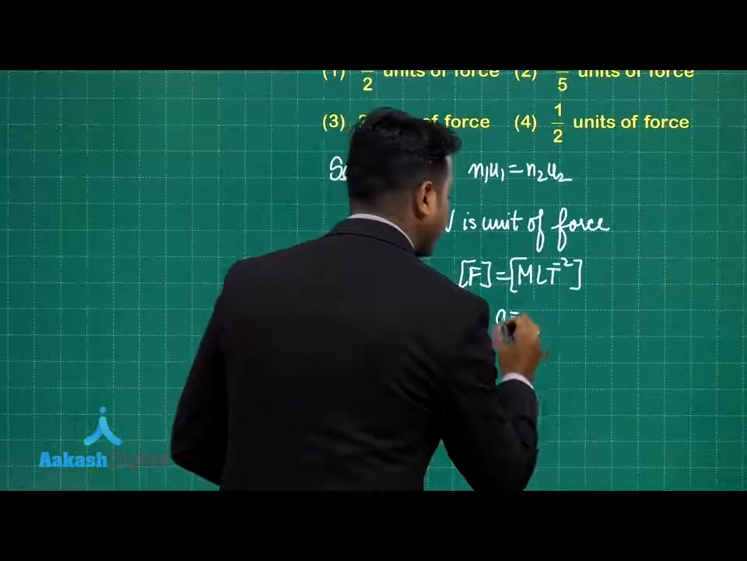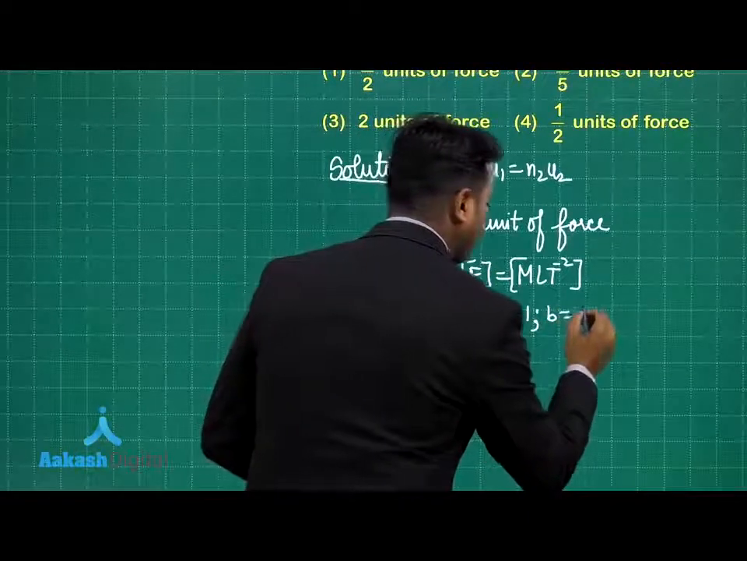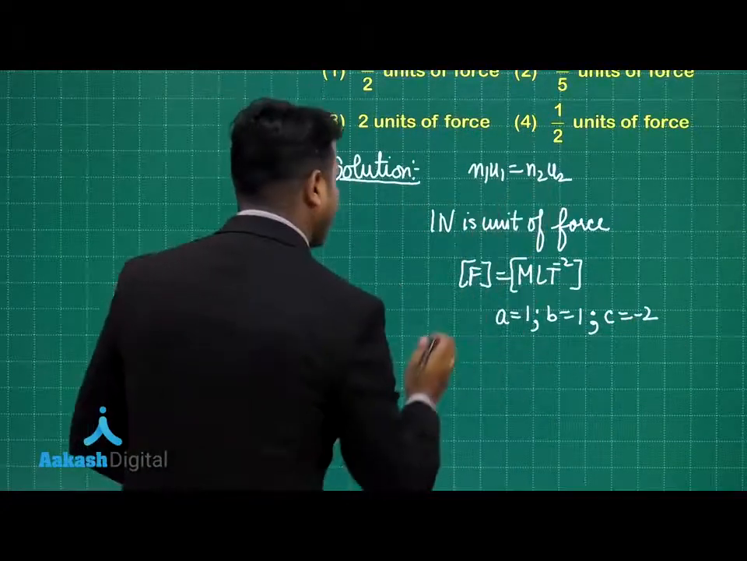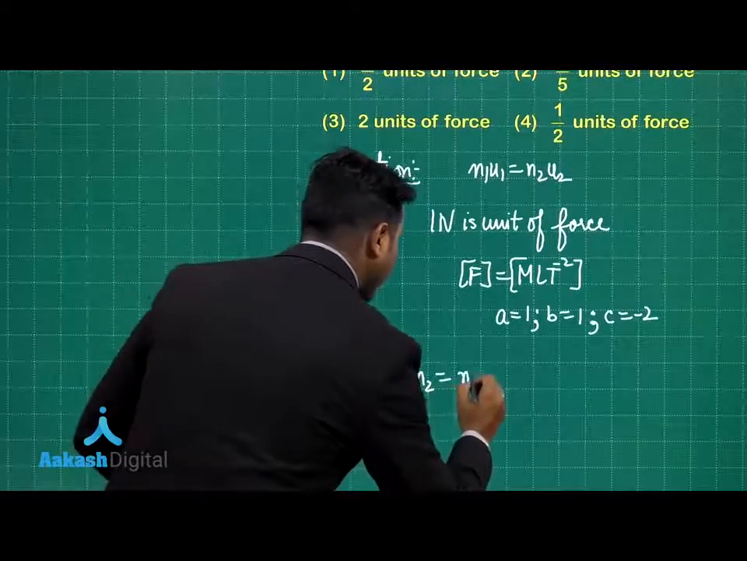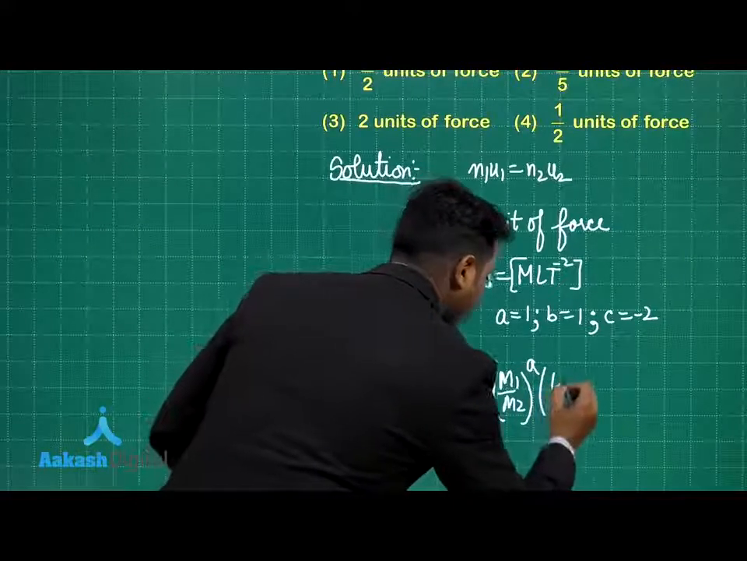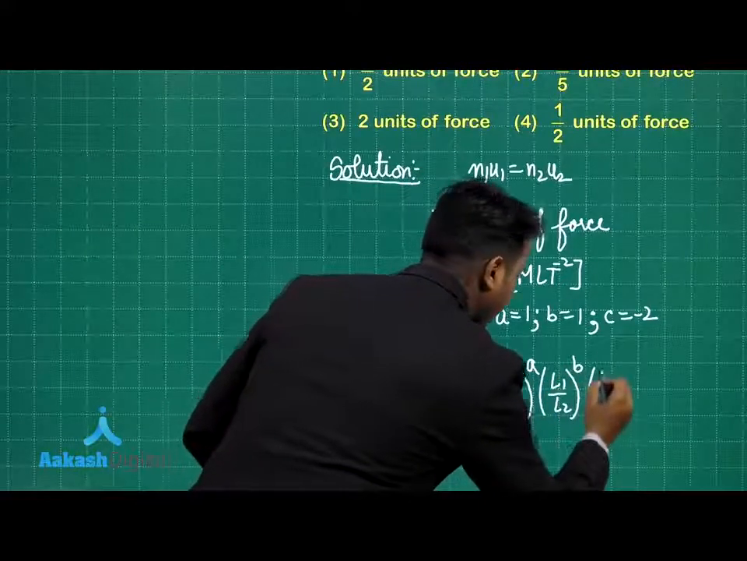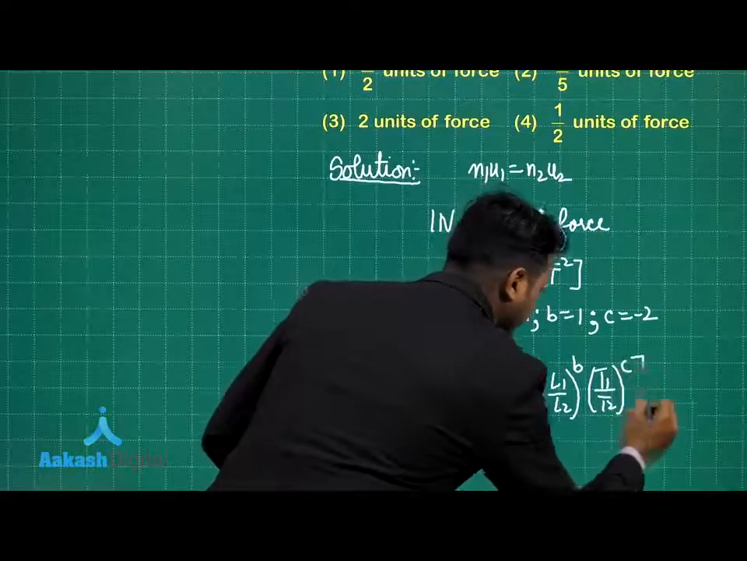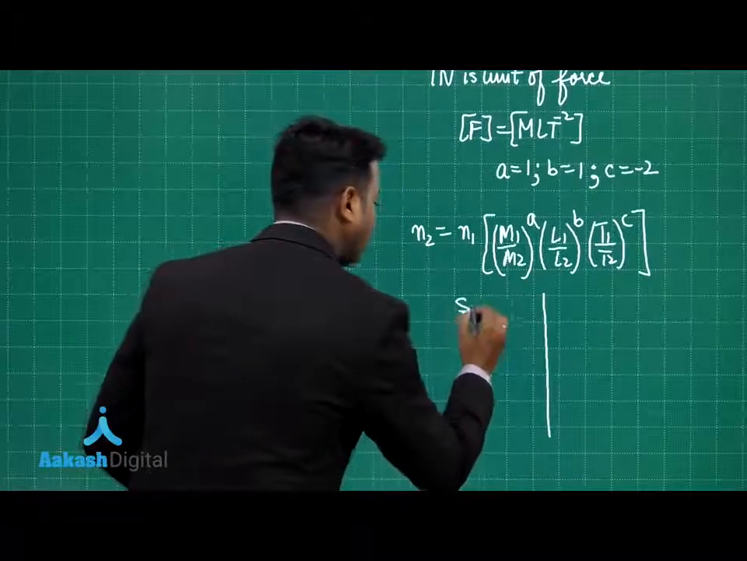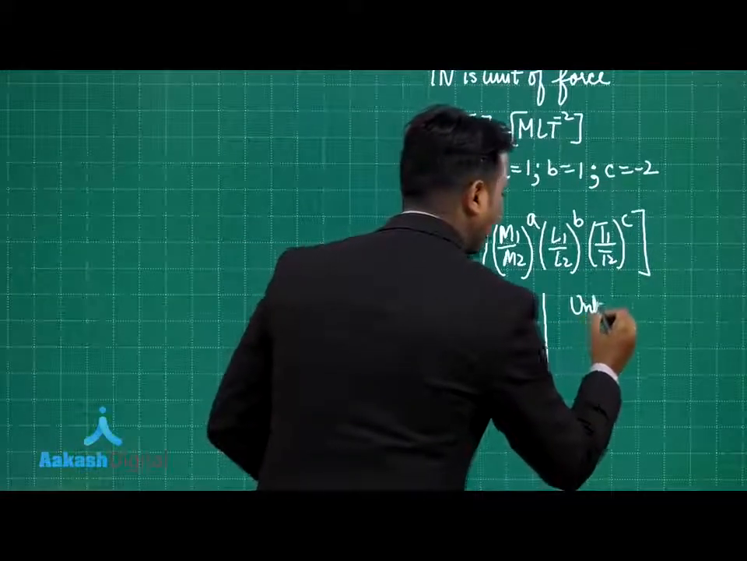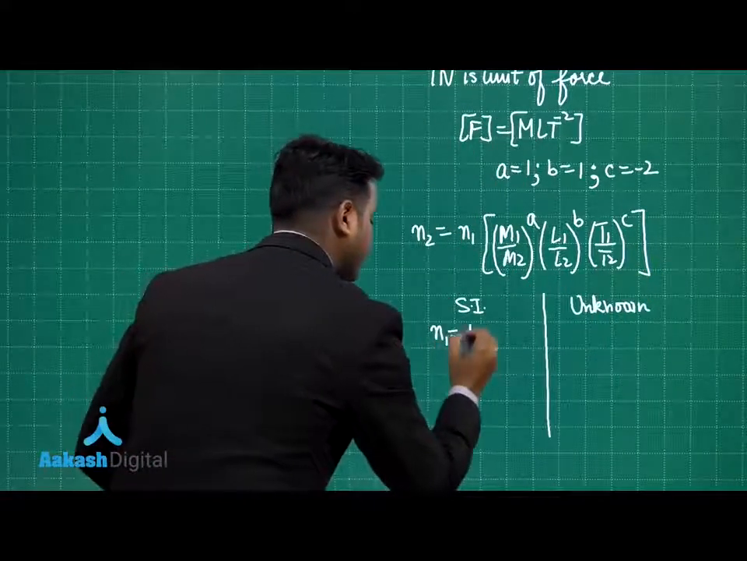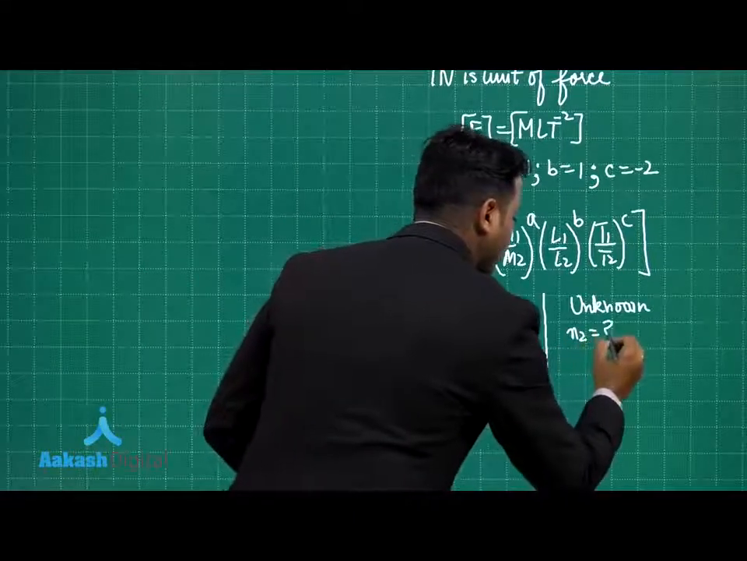From this I can clearly see that the value of a is 1, b is 1 and c is -2. Now on the basis of this I can find the n2 value, which is n1 times (M1/M2)^a, then (L1/L2)^b, and (T1/T2)^c. In this case the n1 system is the SI system, and then we have the unknown system of units. Now n1 is given as 1. The n2 value we need to calculate.